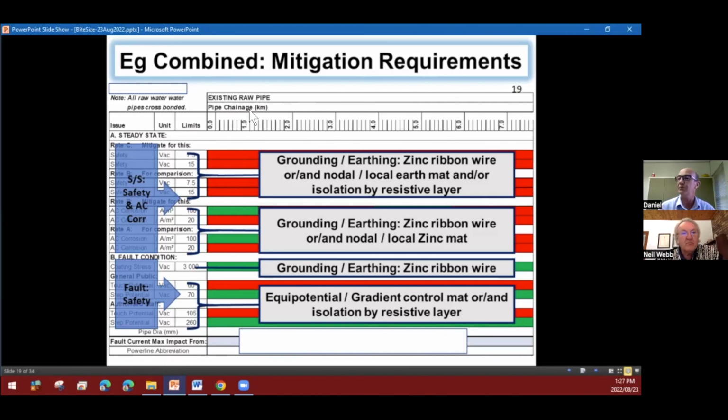Yes, Neil. This is one manner in which a person can show all the issues that we need to mitigate, red being we need to mitigate and green not. The issues that we are looking at are safety and AC corrosion from a steady state perspective, and then the fault, where we are looking at safety. And the mechanisms that we use to mitigate are grounding by zinc ribbon wire, grounding by zinc ribbon wire, grounding by zinc ribbon wire, and the equipotential plane. So the same mitigation does a number of things and addresses a number of issues. It's one system which collectively looks after a number of issues.